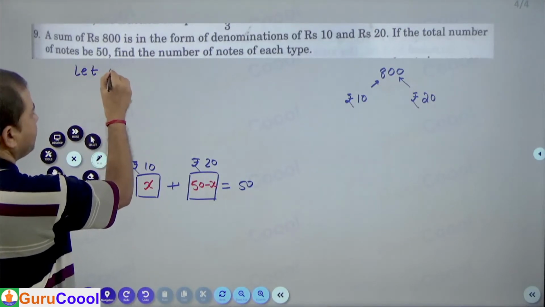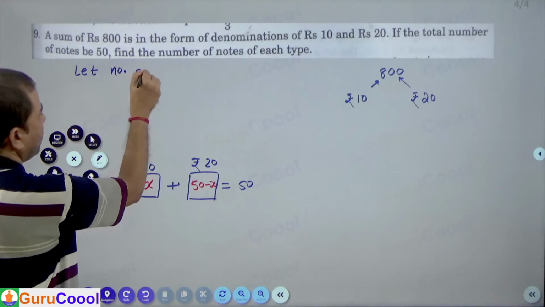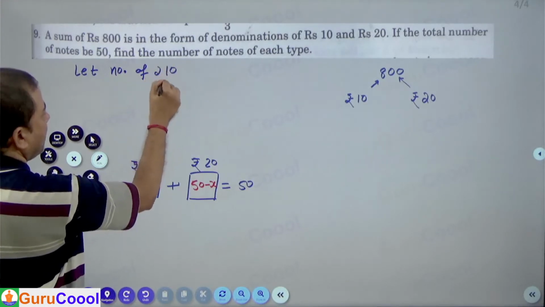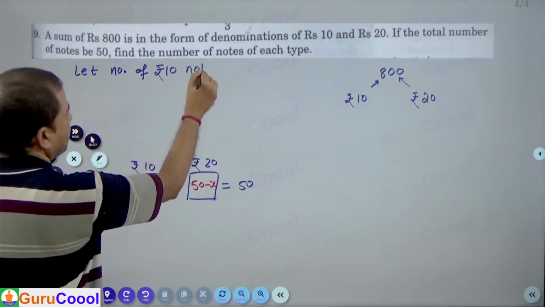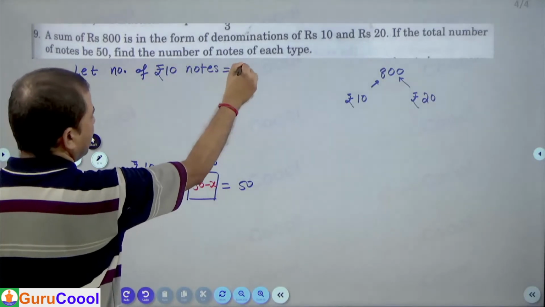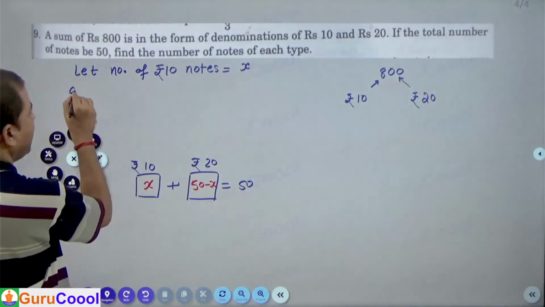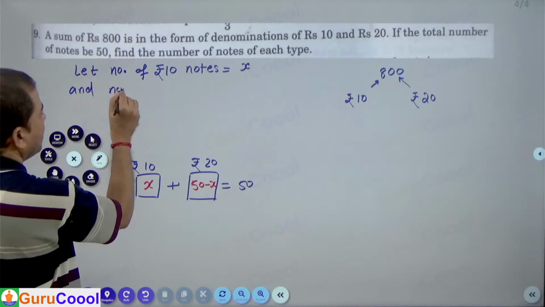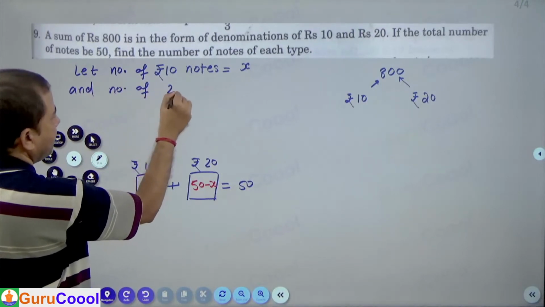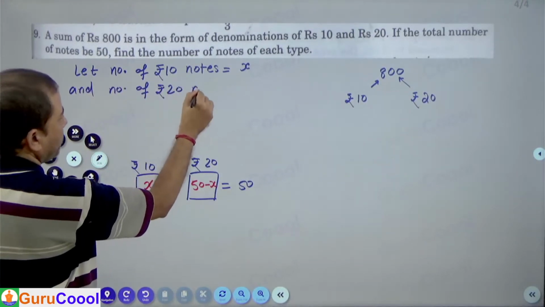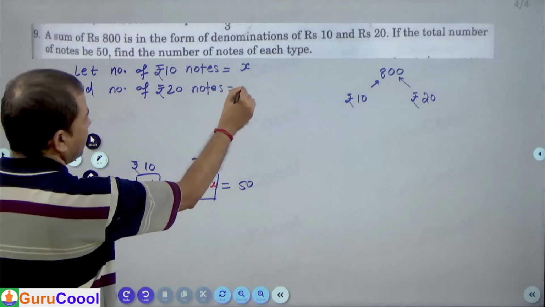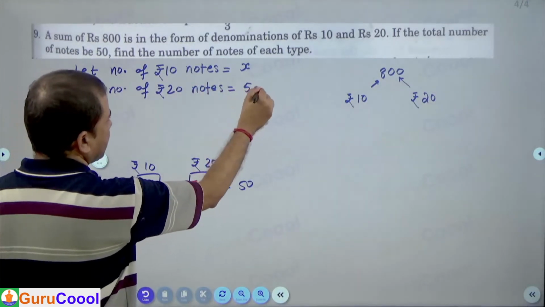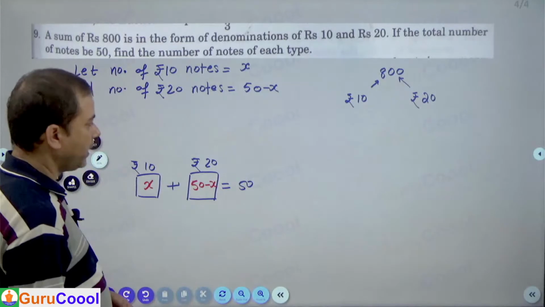Let the number of 10 rupee notes be equal to x, and the number of 20 rupee notes be 50 minus x. Okay.